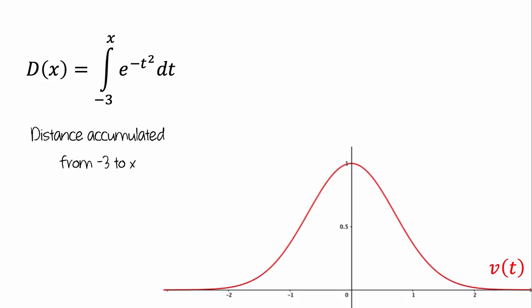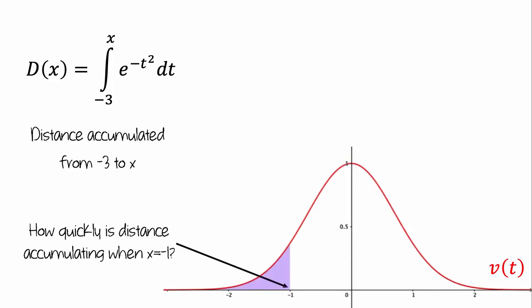We want to know about the rate of change of this accumulation function. For example, if we imagine the distance accumulating, we can ask, how quickly is the distance accumulating when x equals -1? It is difficult to determine this because the rate seems to be constantly changing. To make things a little easier to think about, let's imagine a Riemann sum approximation of this total accumulated distance.